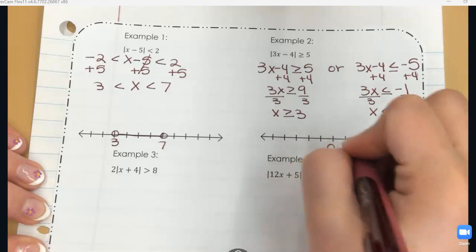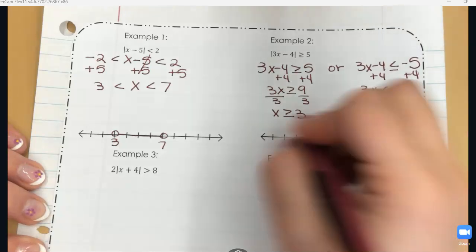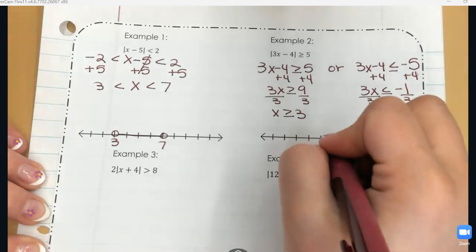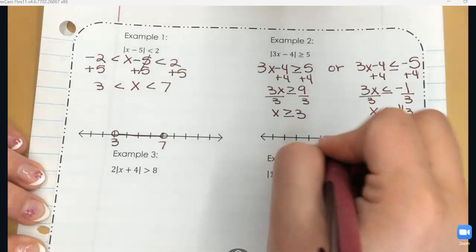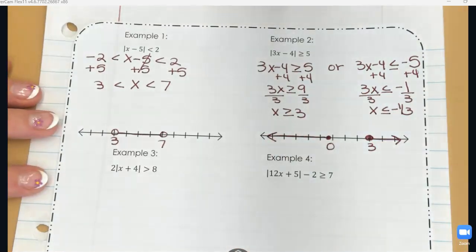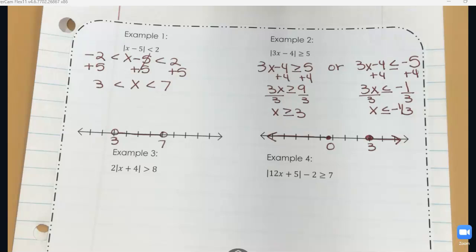So I'm still going to put 0 and 3, so it's going to be greater than or equal to 3, or less than or equal to -1/3. I'm going to eyeball where that is. They both get closed circles because my inequality is underlined, and then we have arrows going in both directions.